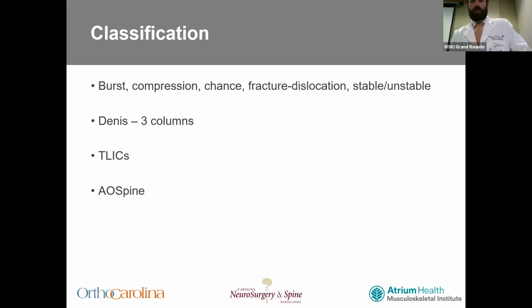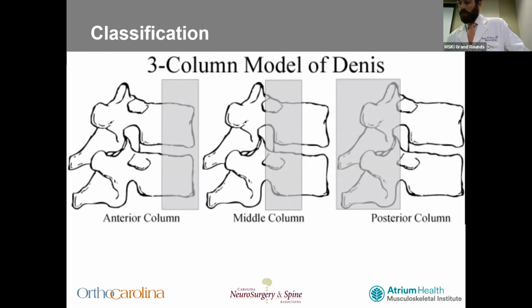One of the first classification systems to address this was the 3-column model of Dennis, which was proposed in 1983. He broke the spinal column into an anterior, middle, and posterior column. Anterior is the first half of the vertebral body. The middle was the second half and first part of the pedicle, and then the posterior column was posterior elements. And he argued that a fracture was unstable if there were 2 consecutive columns fractured: the anterior and middle, or the middle and posterior, or all 3.